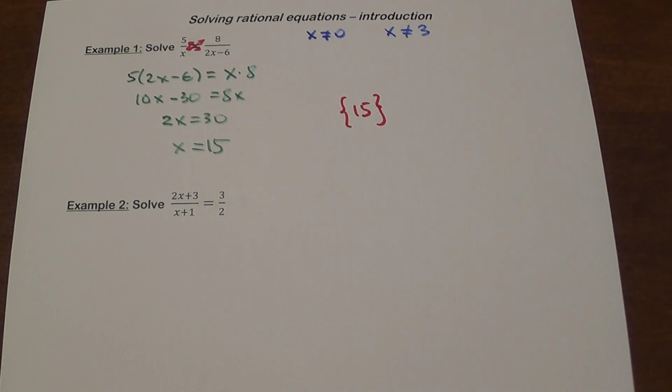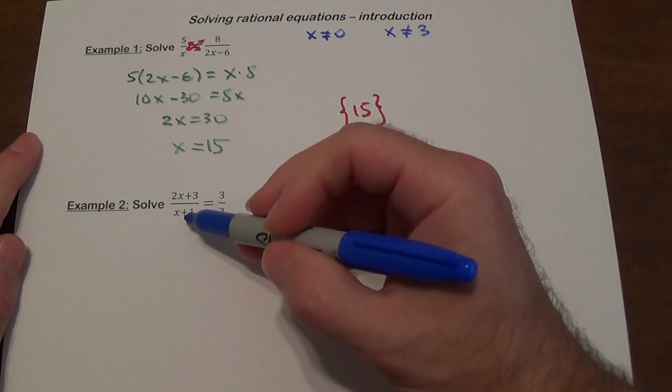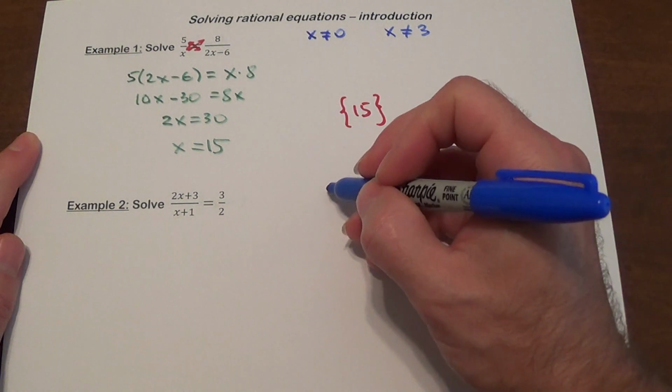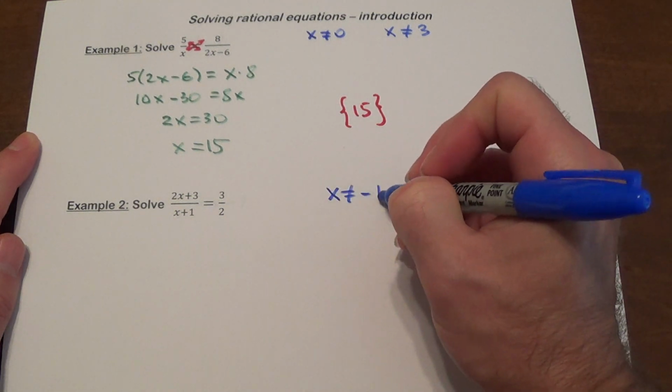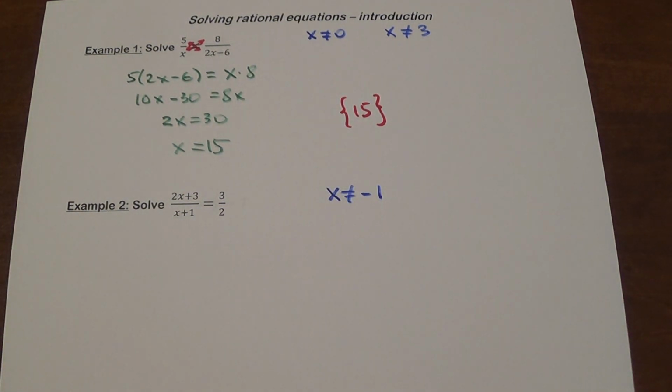Let's take a look at the next problem. So in the next problem, we want to look at the denominator, which is x plus 1, and we don't want it to be 0. So that means x cannot equal negative 1. So that's our excluded value.